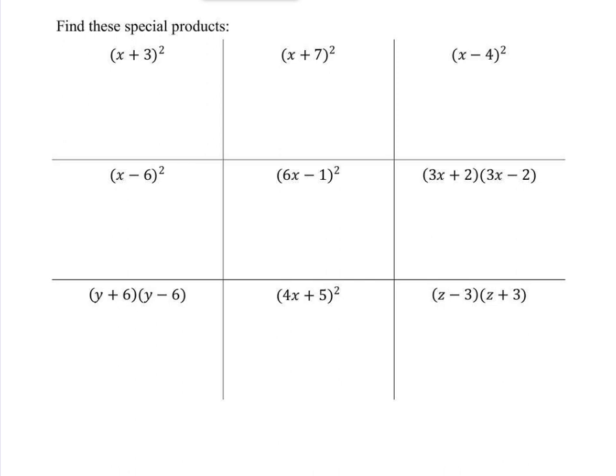So we have 9 practice problems to try here. Let's do that top left corner. I got this set up like a tic-tac-toe board.